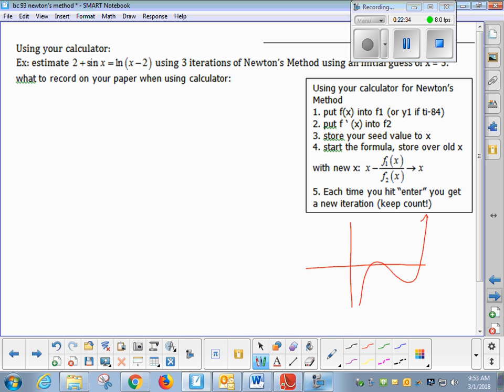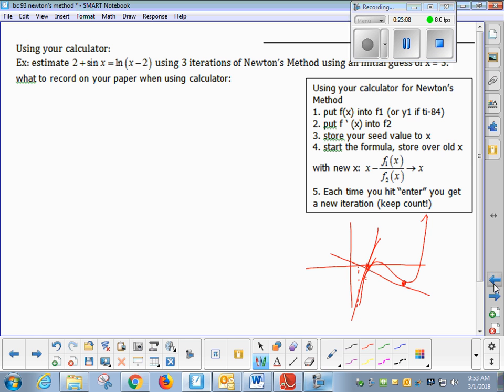If I tried this point here as my initial guess, despite the fact it's probably closest to that zero, it would probably find this one first. So depending on which one you want to find or how many you want to find, that also has to do with the initial guess. That's a good question. Exactly. I love that.